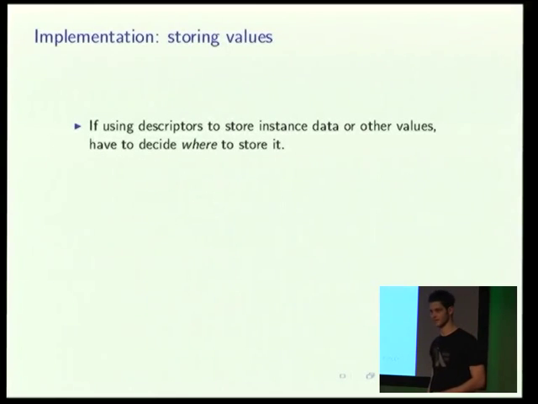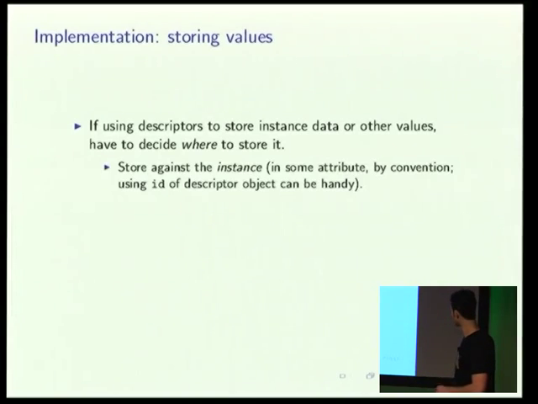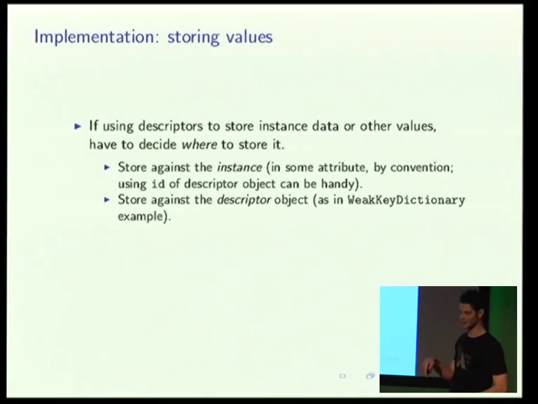Storing values, okay. So if you're going to use descriptors as a data abstraction and you do need to store data somewhere, you need to decide where to store it. So you have two main avenues here. You could store it against the instance, so somewhere in the instance dictionary of the instance of the class using the descriptor, not the descriptor instance. Or you could store it in the descriptor object itself, and that's what we did in the weak key dictionary example we saw just before.